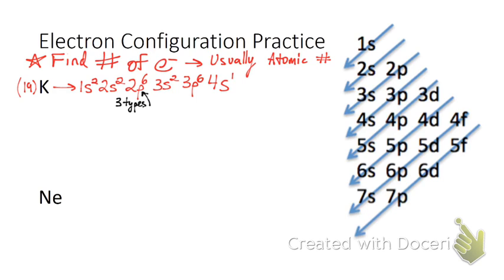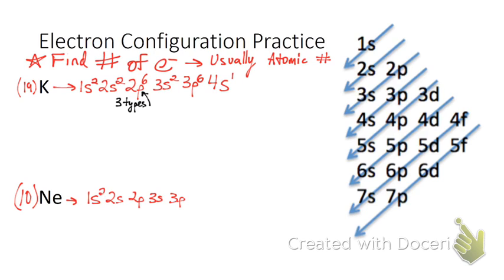Let me do one more now, but for neon. So neon's atomic number is 10, which is a little easier. And I start with 1s. And I can do it differently this time. I'll write out my energy levels first. 1s, 2s, 2p, 3s, 3p. Let's go that far. Let's see how far we need to go.